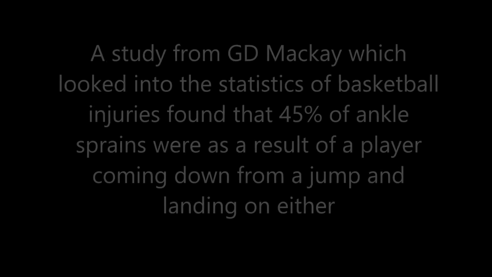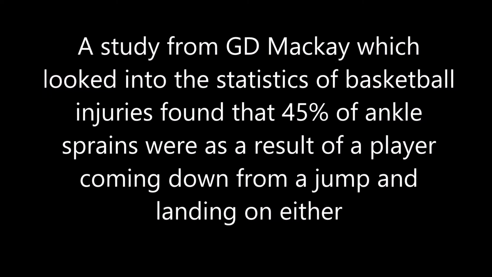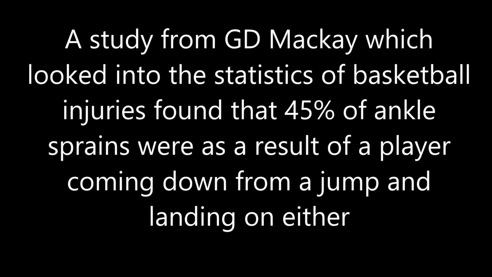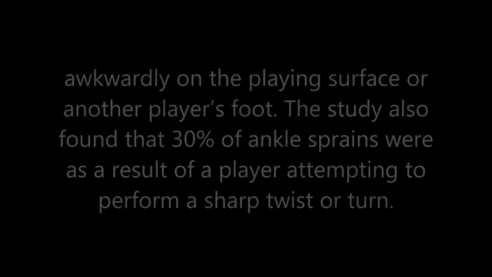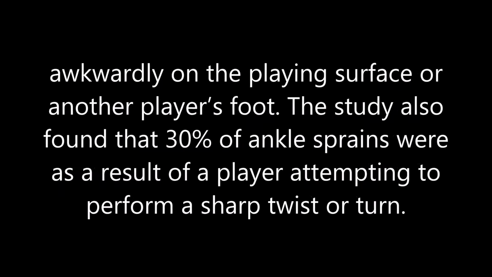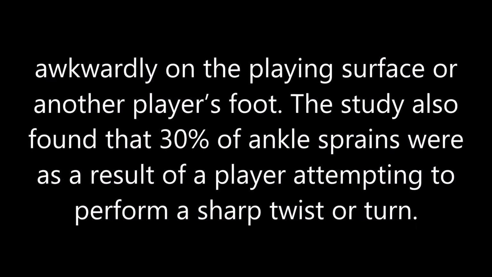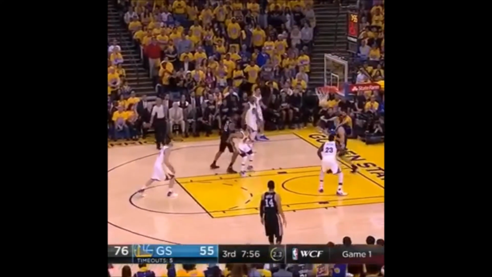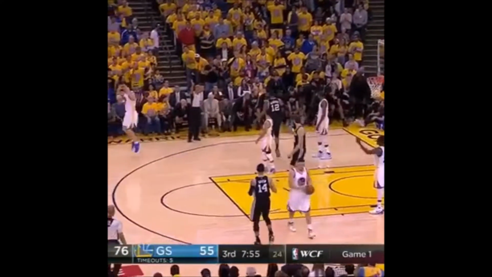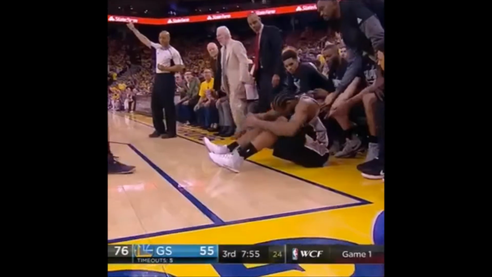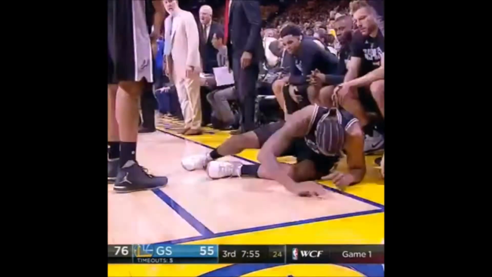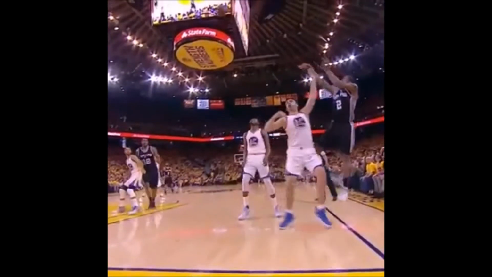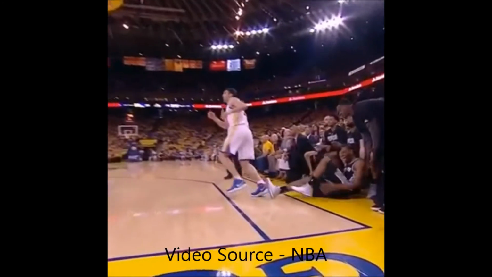A study from G.D. Mackay found that 45% of ankle sprains in basketball were from a player coming down from a jump and landing awkwardly on the surface or on another player's foot. The study also found that 30% of ankle sprains were as a result of sharp twists or turns. These are also the two main reasons for ankle sprains in all sports, not just basketball. The sports where lateral ankle sprains are most frequent are sports where athletes have to make these movements often. Sports such as basketball, netball, rugby league, rugby union, AFL, NFL, and soccer.